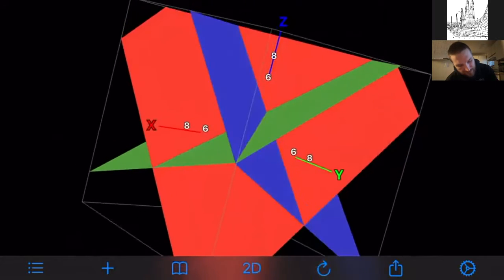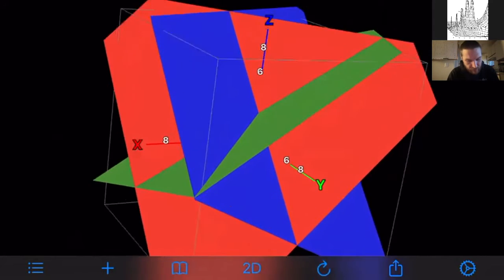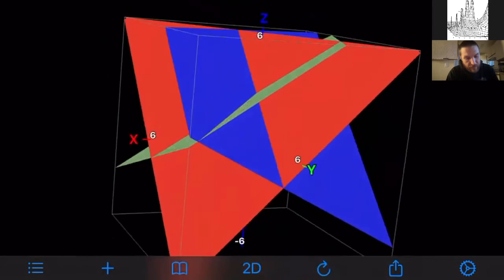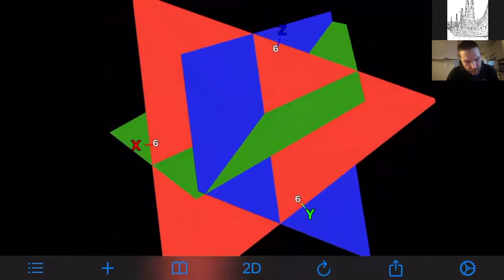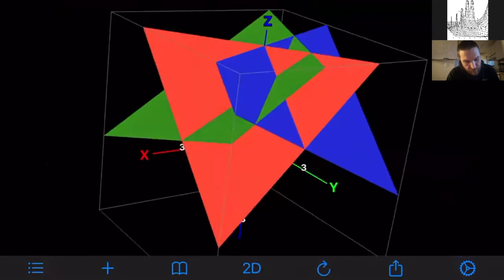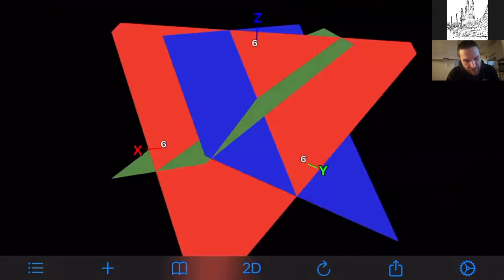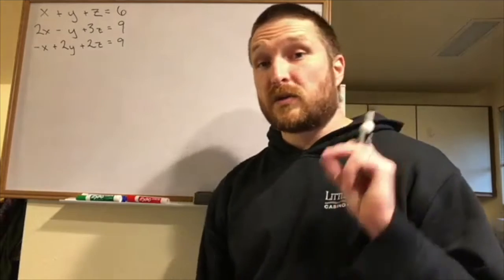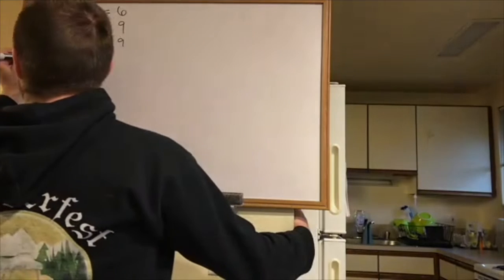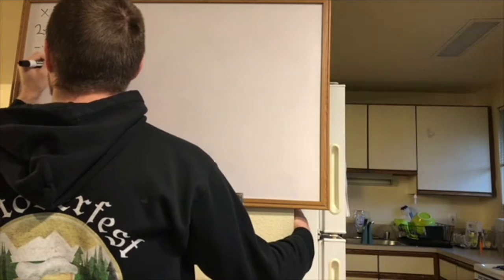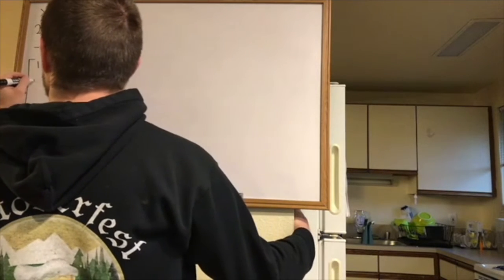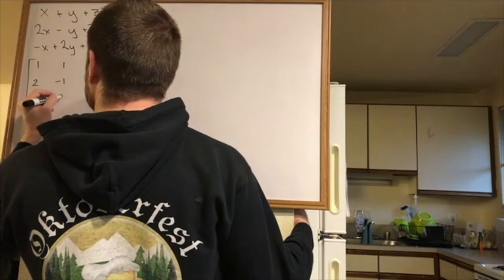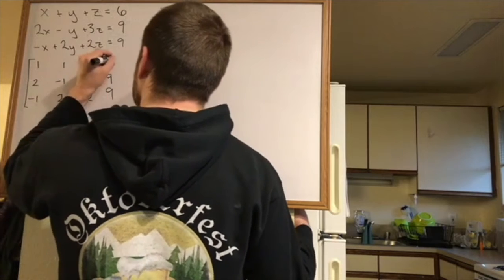And it looks like where those three intersect is somewhere here in the first octant instead of a quadrant. When we have octants in space, it looks like it's right around there. But you can see, even if you can graph this, trying to find that point is going to be quite difficult. So to solve this system, we are going to put it into a matrix. We'll have 1, 1, 1, 6, 2, negative 1, 3, 9, negative 1, 2, 2, and 9.